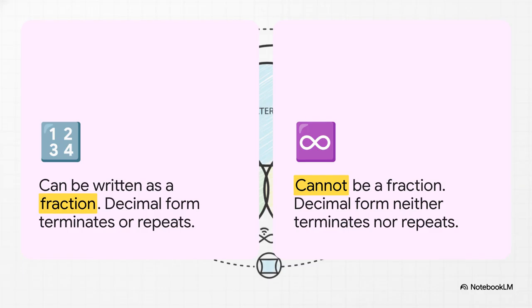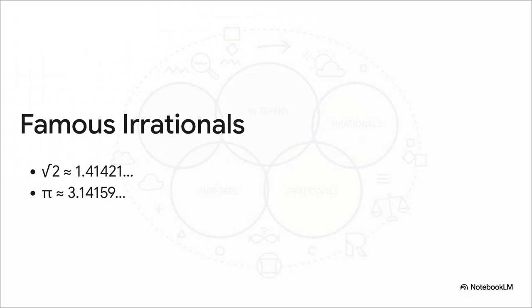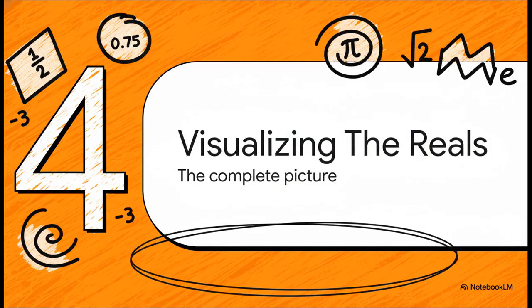On the other side, you have the rebels, the irrational numbers. These guys just refuse to be pinned down as a simple fraction. Their decimals are pure chaos. They go on forever and ever with absolutely no repeating pattern. And you've definitely met some of these famous rebels before. The square root of 2 is a classic example, and of course, there's the rock star of irrational numbers, pi. Its digits stretch out into infinity, never ever repeating. So we have the orderly rationals and the wild irrationals, two totally different vibes.